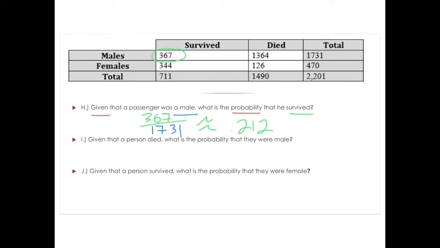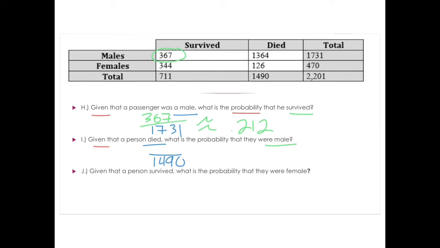So again, we have the word given. Given that the person died. Okay, so I'm just looking at the total amount of people that died. So there were 1,490 of them. That's going to be my denominator. Again, whatever is given to us, we put down as our denominator. So given they died, what's the probability that they were male?